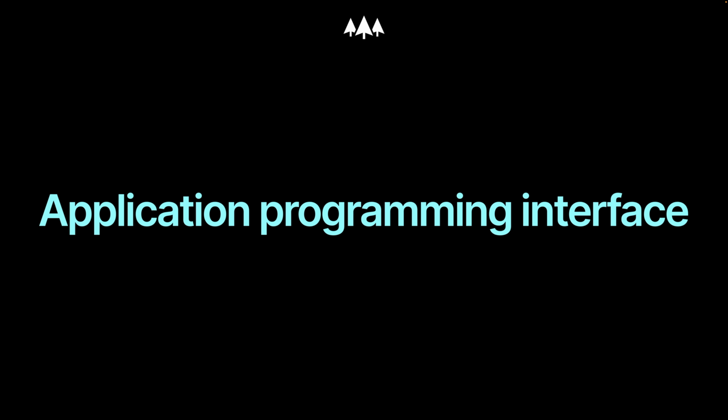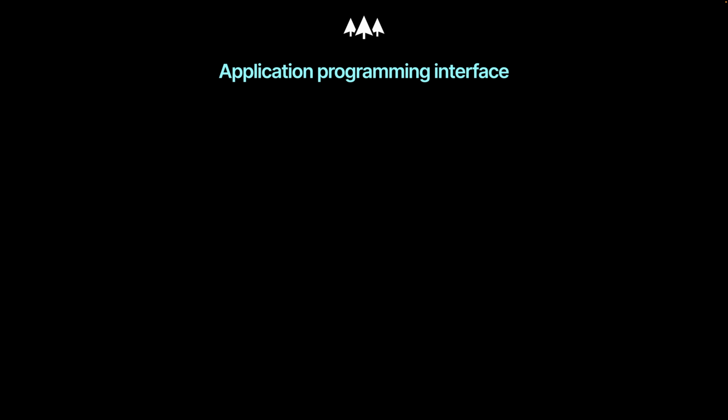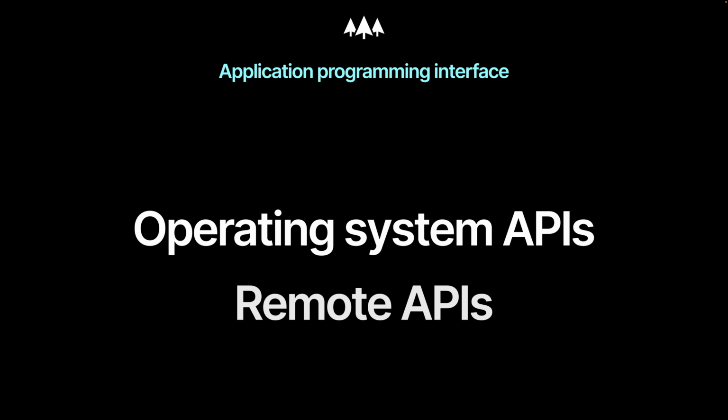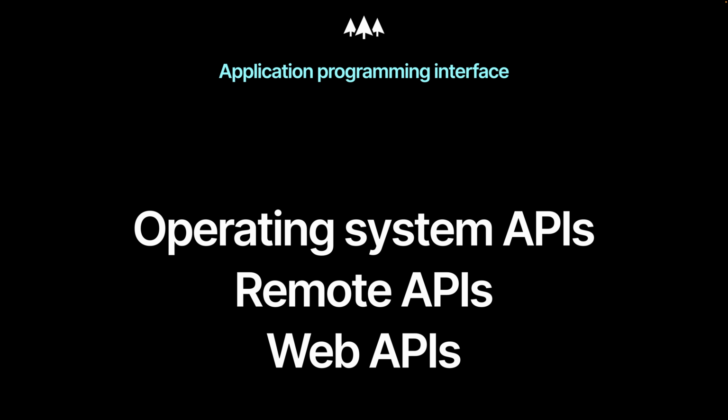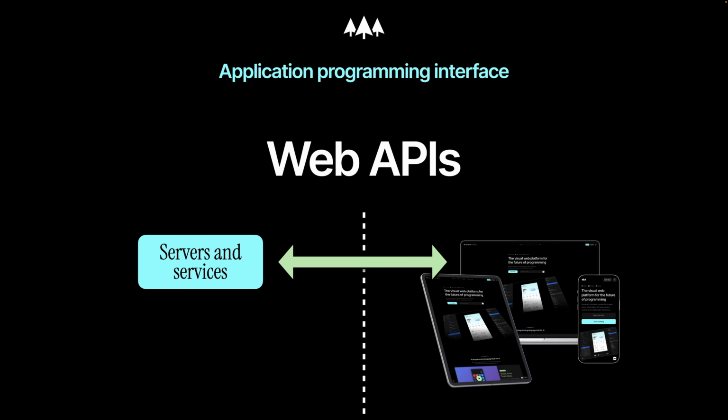Now, API stands for Application Programming Interface, which is a way to communicate between different software services. Different types of APIs are used in programming hardware and software, including operating system APIs, remote APIs, and web APIs. In Nordcraft, you'll most likely be working with web APIs, which allow you to send and receive instructions and data to and from web servers.